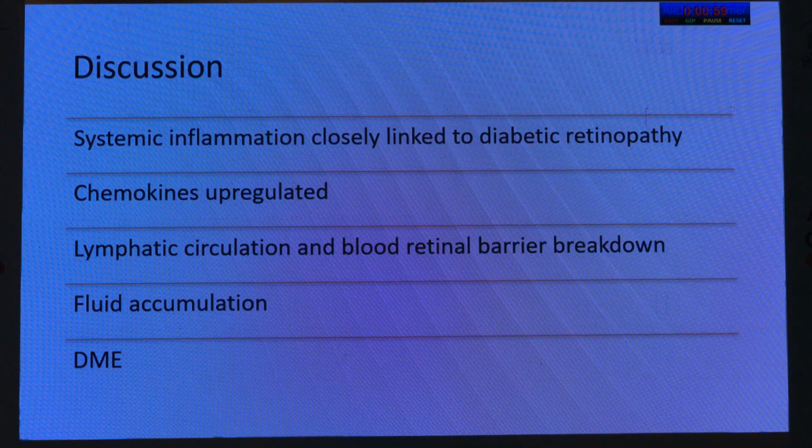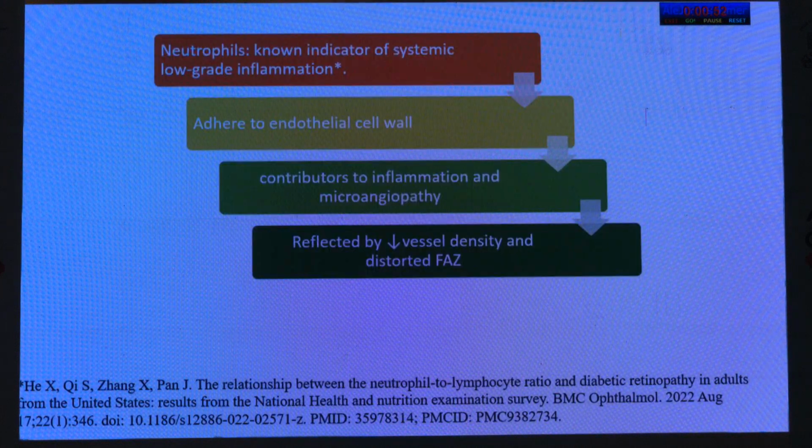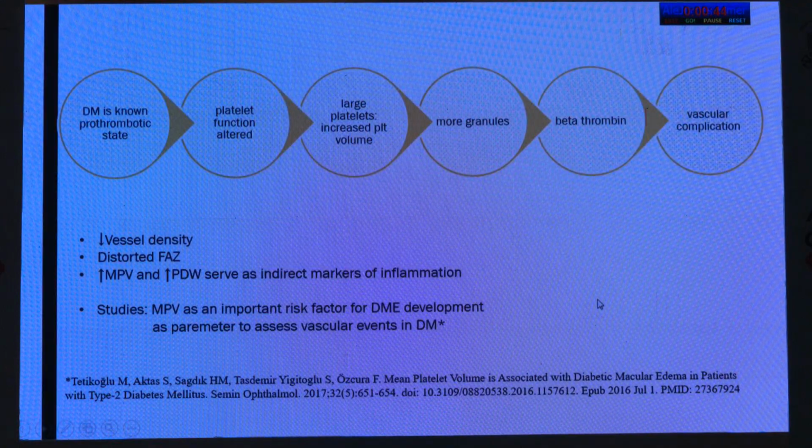Systemic inflammation, we all know, is closely linked to diabetic retinopathy and eventually leads to fluid accumulation and diabetic macular edema by blood retinal barrier breakdown. Neutrophils adhere to the vessel wall, and this is reflected by a decrease in vessel density in patients with increased neutrophil to lymphocyte ratio. Platelet function is altered in diabetes. It is a known prothrombotic state, and because of increased beta thromboglobulin, there is more vascular complication, which is reflected by increased MPV and PDW.